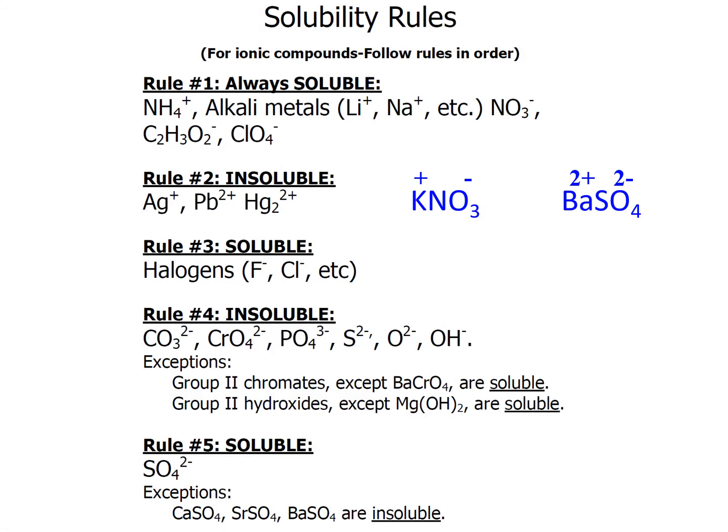So first we look for potassium or nitrate, either one, in Rule 1, and sure enough, both of them are there. Potassium is one of the alkali metals. You may not see it listed there, but it's an alkali metal. So potassium nitrate follows Rule 1. It's always soluble. We're going to write an AQ after it.